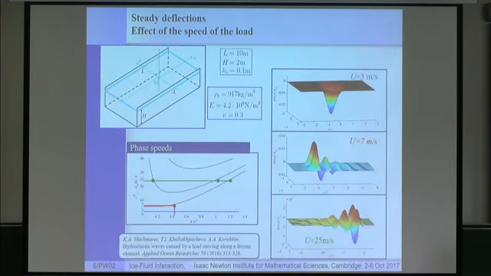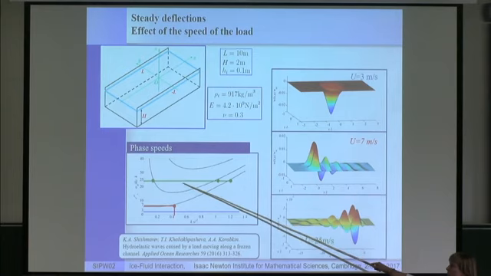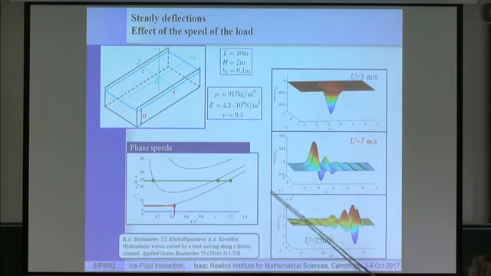Here you can see the results for the three different speeds of the moving loads. One of them is 3 meters per second, lower than the first critical speed. The second one, 7, is above the first one, and the third one is above the second one. And we can see three absolutely different behaviors of the plate deflection.